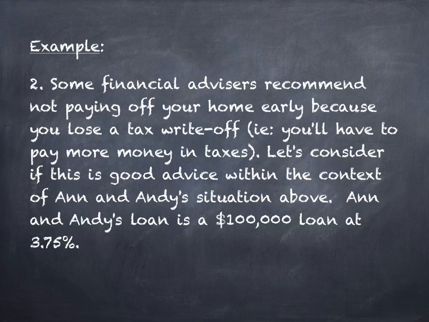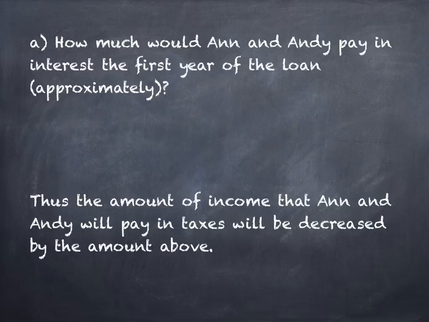So the first thing we're going to do right here is consider how much Ann and Andy would pay in interest the first year of the loan. And this is an approximate because I'm not doing the amortization process, okay? I'm just going to consider we've got 1 year of interest. This is not going to be exact, but we're ballparking it here to try to answer this question of whether this financial advisor is correct, okay? So Ann and Andy have a $100,000 loan. How can we figure out how much interest they would pay approximately in a year?